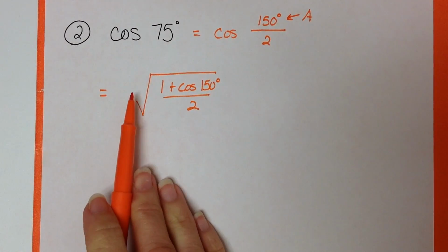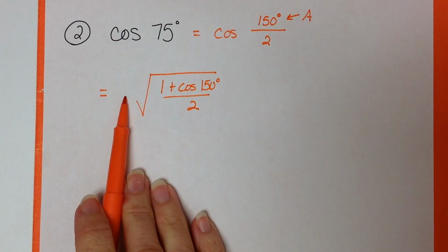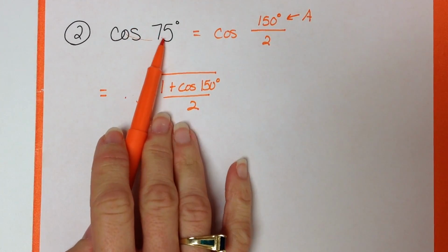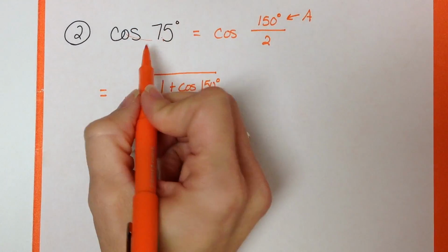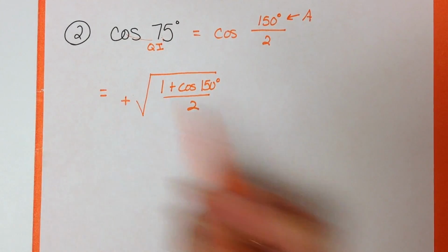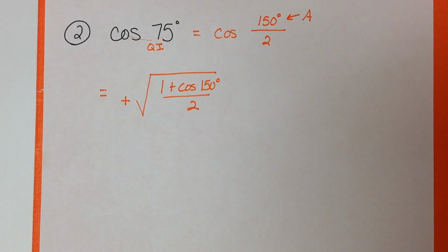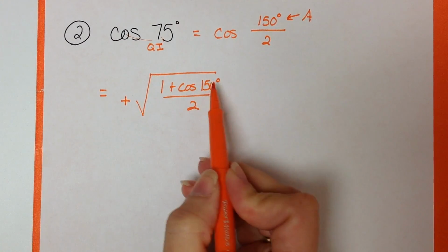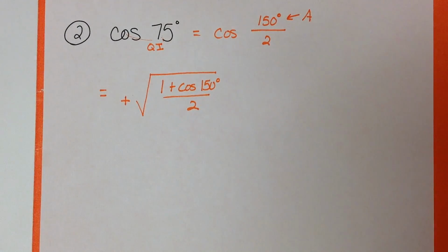Now, deciding the plus minus in the front is very easy here because you're asked to get the value for 75 degrees. 75 degrees is in the first quadrant, and cosine is going to be positive in the first quadrant. So that's how you can figure it out on this type of problem. Now, it's the cosine of 150 degrees that we need to do a little bit of work on over here to the side.